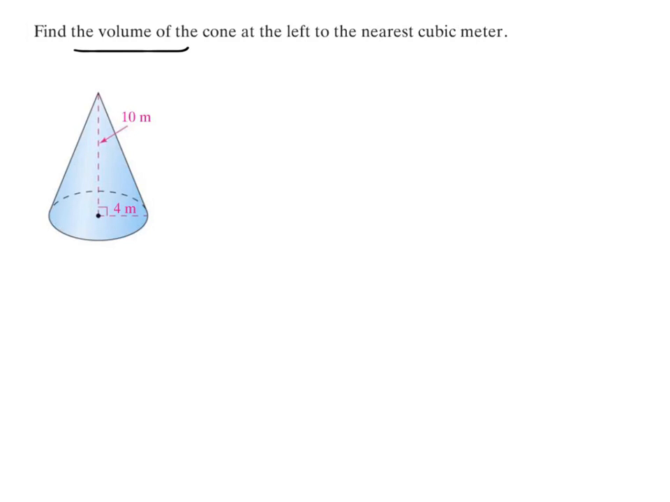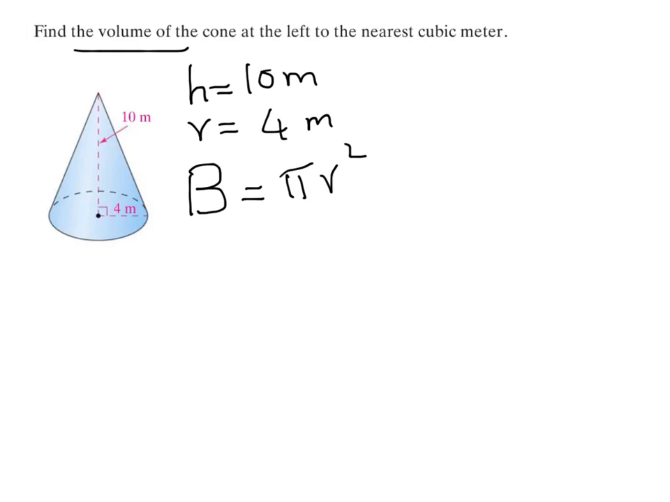Find the volume of a cone at the left to the nearest cubic meter. Now in this cone, what is the height of the cone? 10 meters. And what is the radius of the cone? 4 meters. What is the formula to find the area of a circle? Pi r squared. So which is going to be equal to pi times 4 squared. Let's do the calculations in the end.